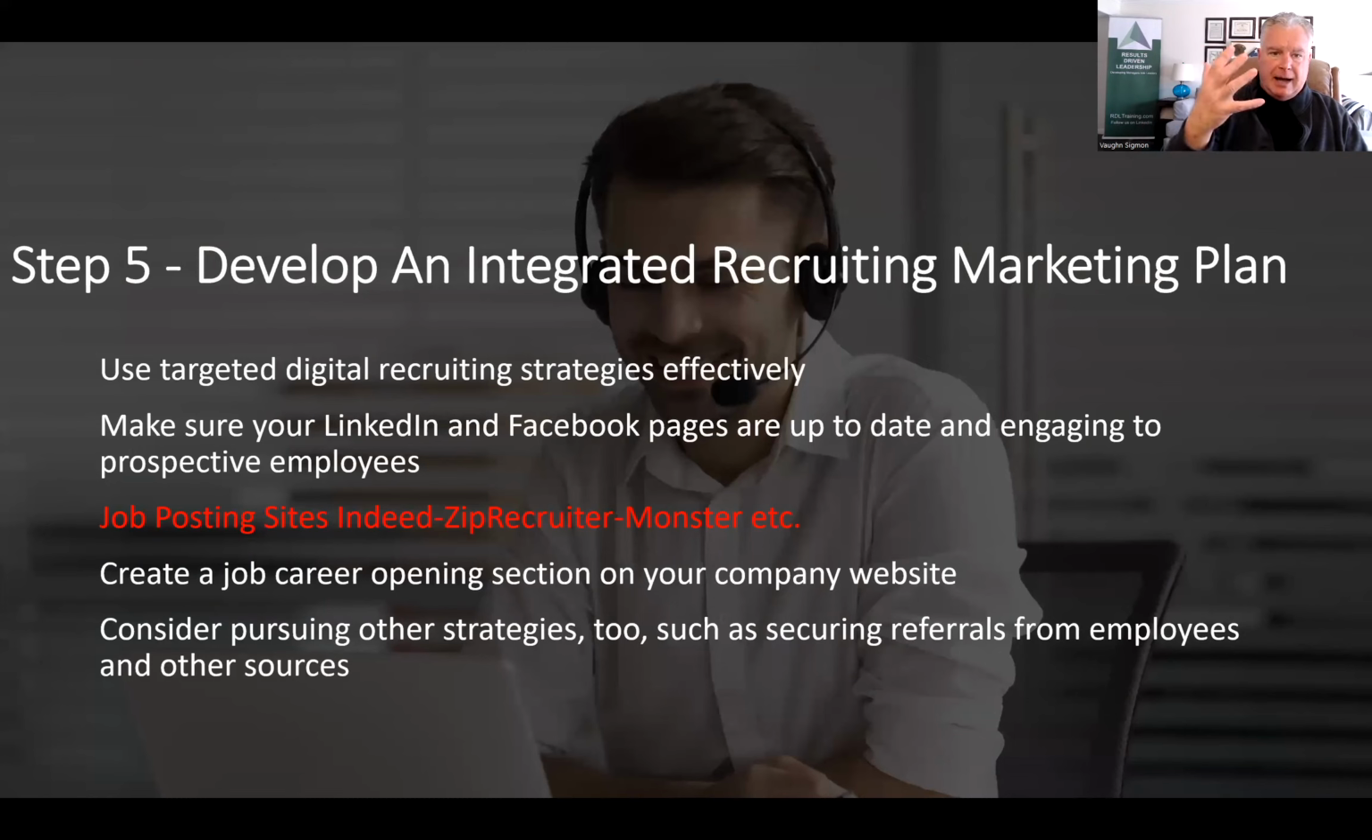Number 5, you've got to have a laid out process or plan, an integrated recruiting marketing plan. There are so many places to go find great hires. We're going to talk a little bit more about those.